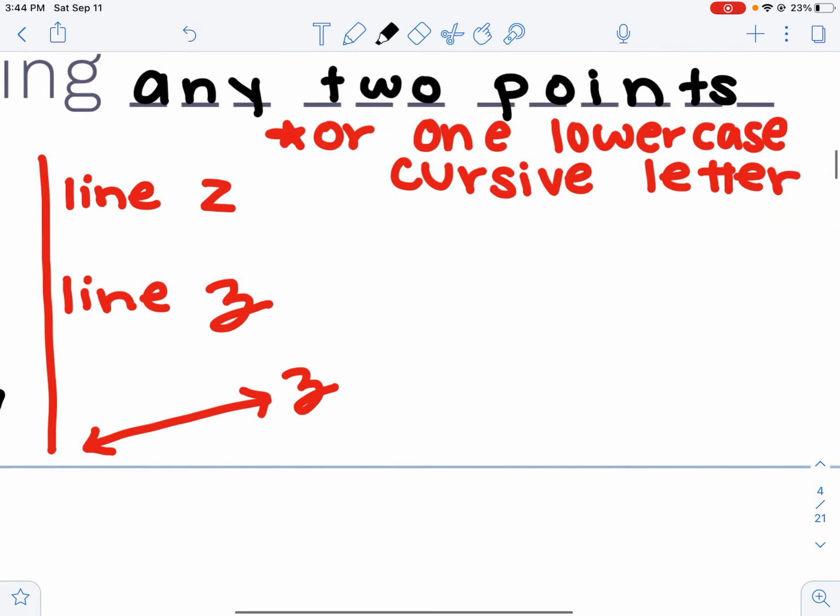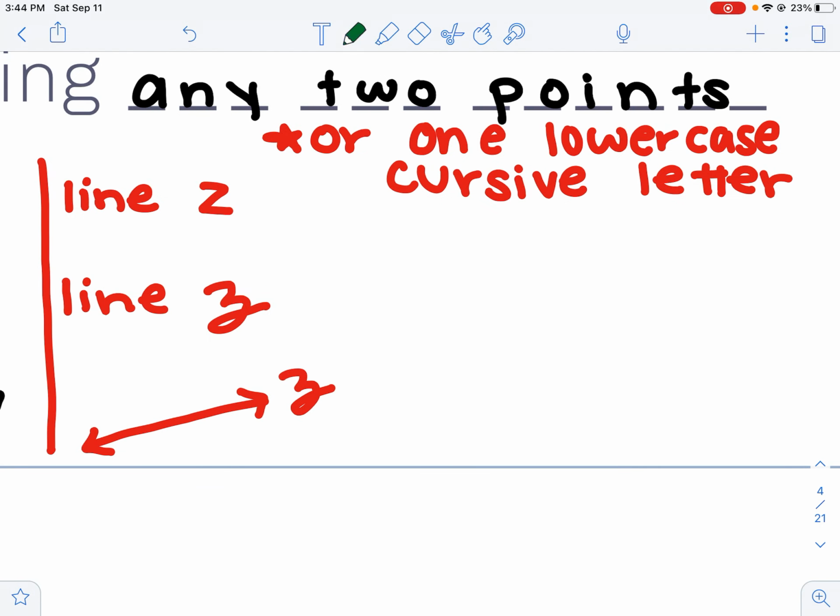Every once in a while, you'll see this in textbooks or on standardized tests, where instead they're naming it with one lowercase cursive letter. So maybe I have line Z. When I write it, though, they use a cursive letter here, and then that cursive letter is hanging out here. Z isn't a point on the line. They're just naming the whole line rather than marking any points.